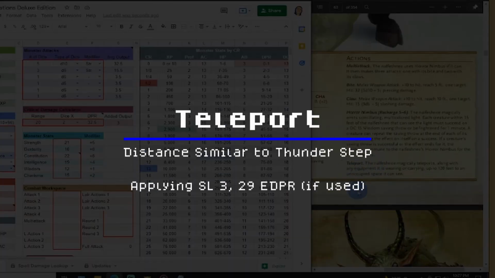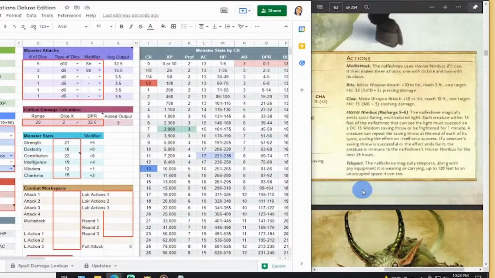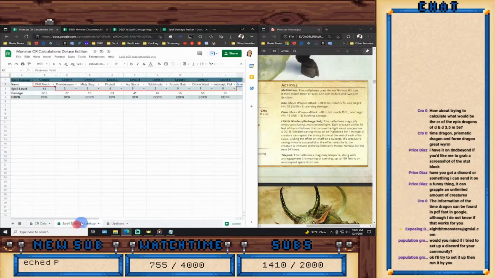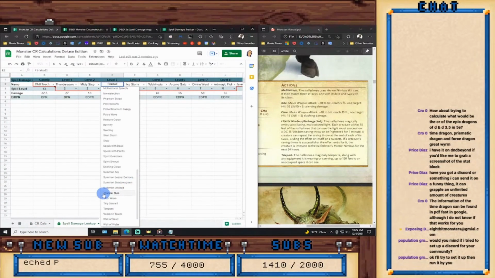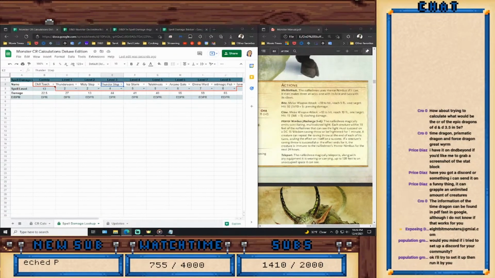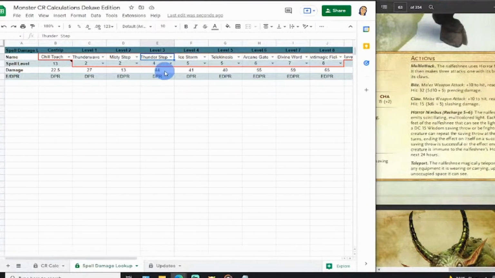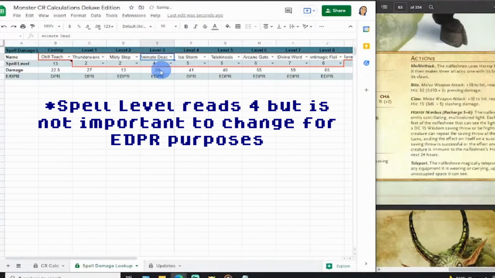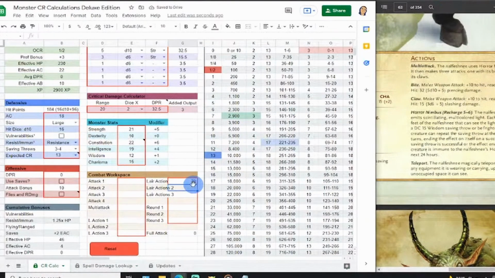And then lastly, we have teleport, and the Nalfeshnee can teleport up to 120 feet to an unoccupied space. So let's go and take a look at the damage lookup here. Thunderstep, there we go. All right, let's take a look at Thunderstep. Thunderstep is 90 feet. So that's pretty close to the range of the teleport for the Nalfeshnee. Well, let's use the effective DPR from a level 3 spell, since that's pretty much the same. There we go, 29 effective DPR for teleport. We can have that there if we need it. We probably won't, but regardless, we'll have it there just in case.